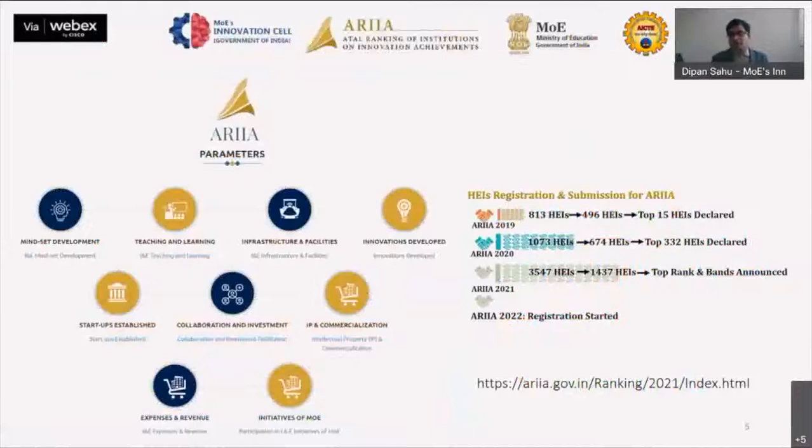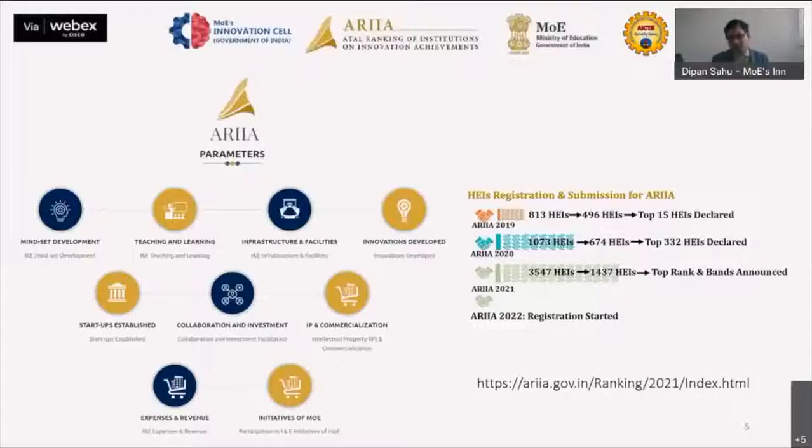Coming to the ARIA ranking of institutions on innovation achievement. Institutions have been participating in this ranking process since it started in 2019. We started with only 496 institutes, then the number increased to 674. And last year, it was four times compared to the first year. So a total of 1,437 institutions were part of the ARIA 2021 ranking process. Recently, in December, we announced the result. You can go through our ARIA webpage to see the results.